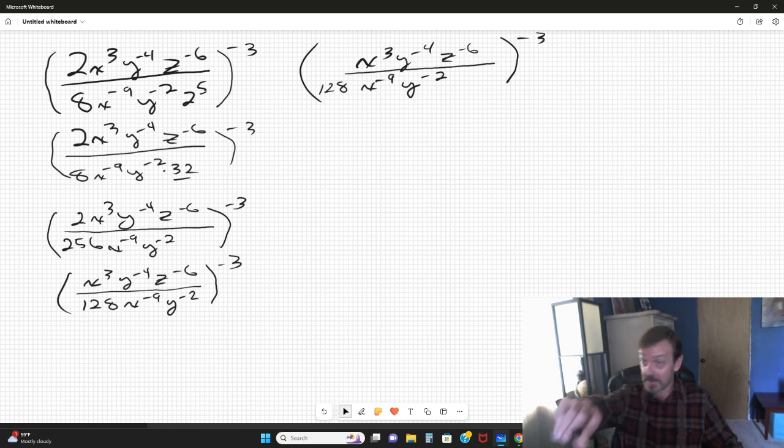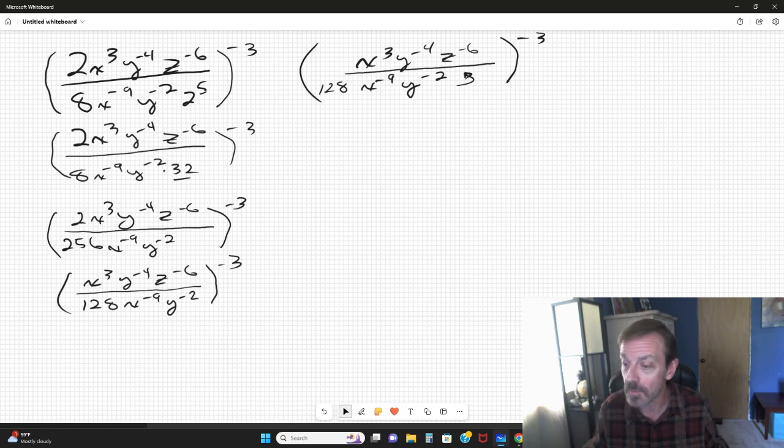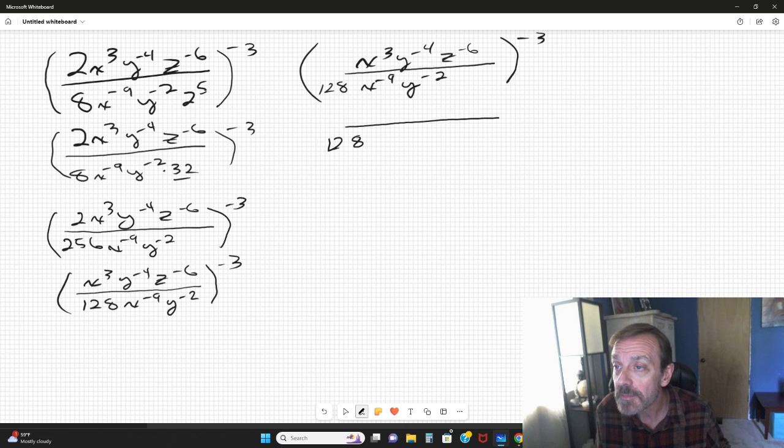Okay, so now this is the mildly tricky part: when you have exponents that are negative, if you move them to the other side, like from the denominator up to the numerator, you change their sign from negative to positive or positive to negative, and then add them to the exponents of the one above. So you'll see what we're doing. I have 128 still on the bottom.